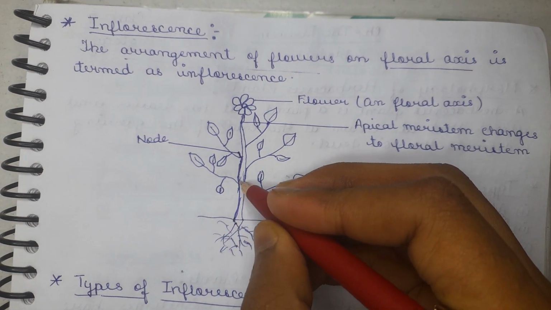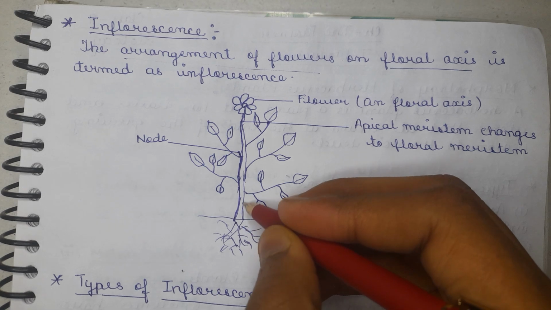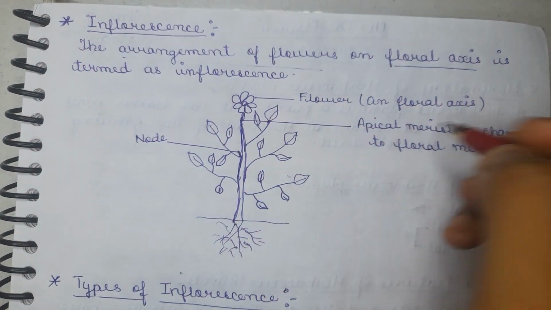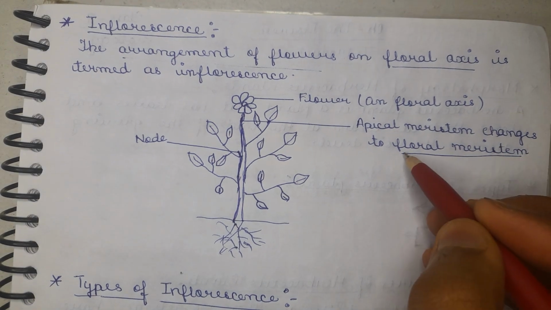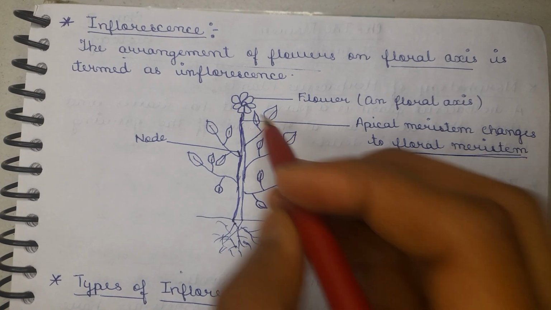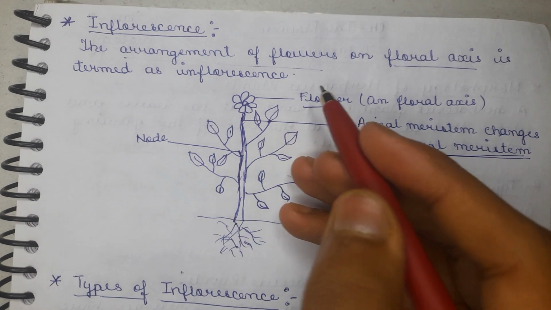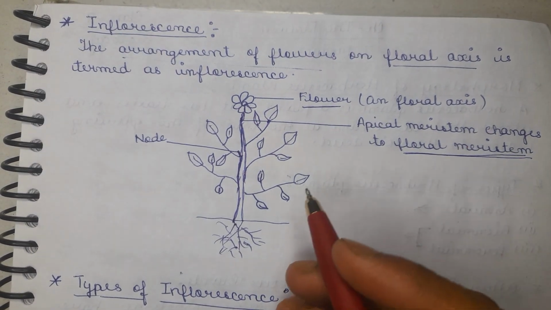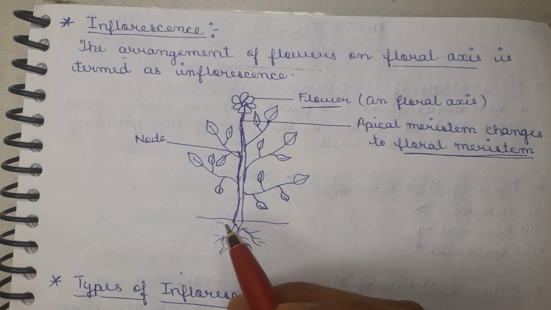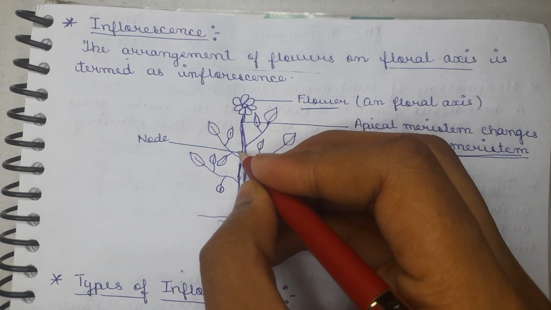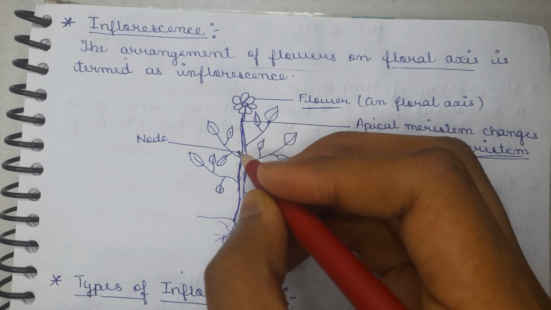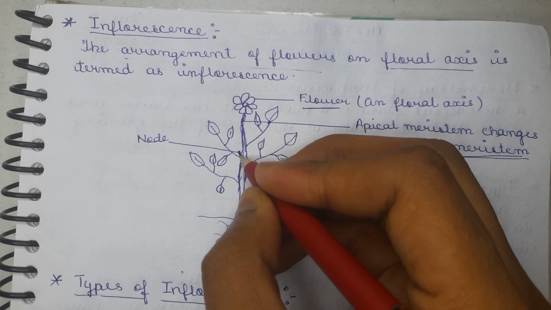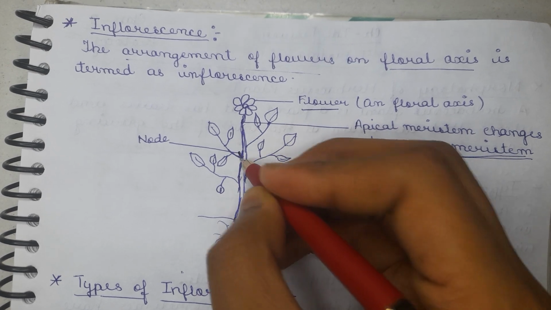In this diagram we can see that this is a shoot region. At the tip or at the top of it, the apical meristem changes into floral meristem. Now this floral meristem starts to bear flowers. They will basically grow the flowers at the tip of the shoot. Now internodes do not elongate and the axis gets condensed. This means that this is the internode between the two nodes. Internodes are basically present between the two nodes.